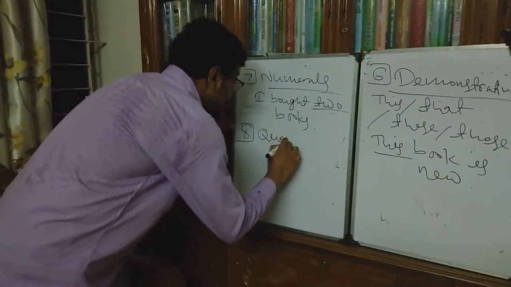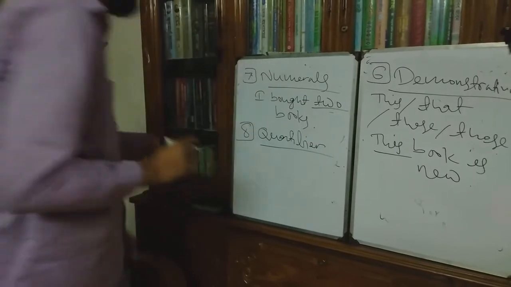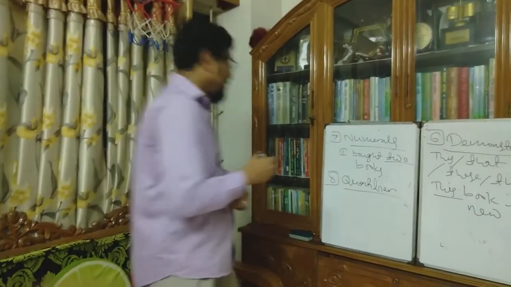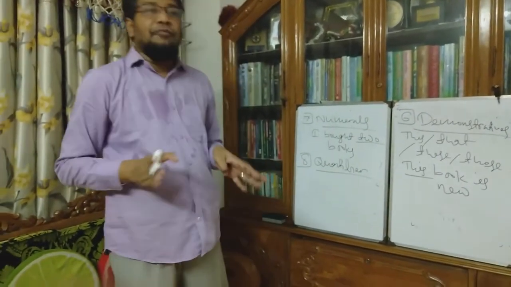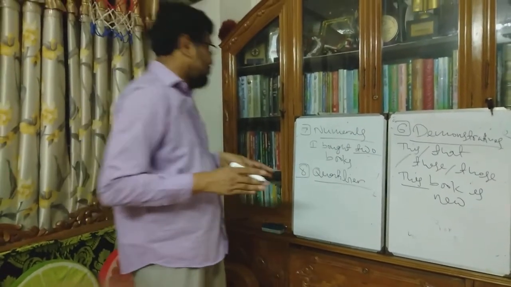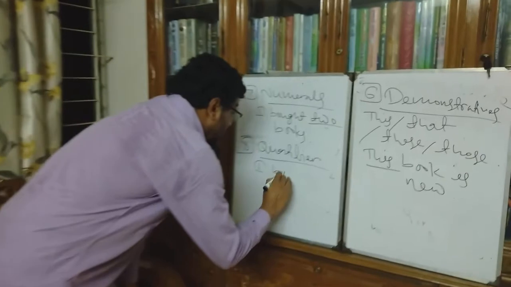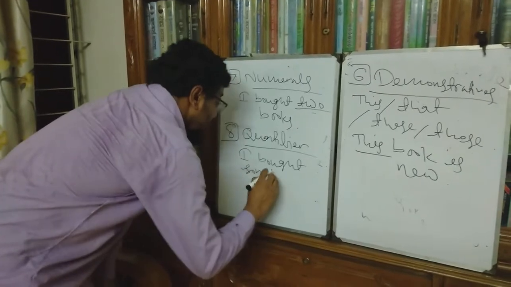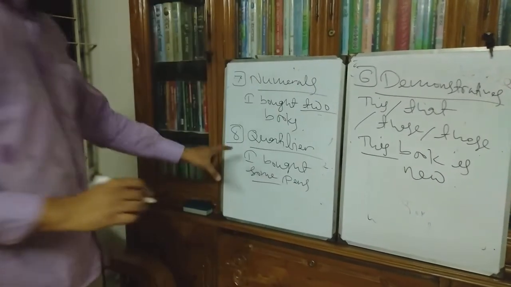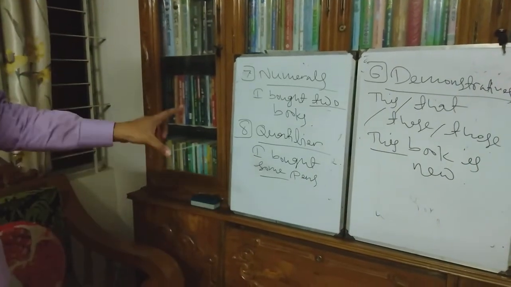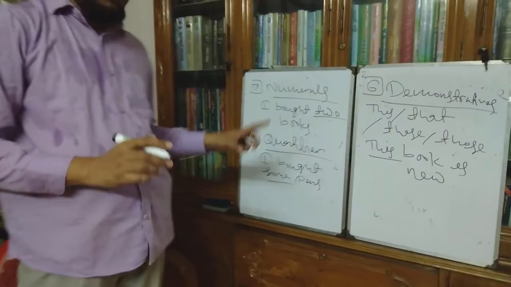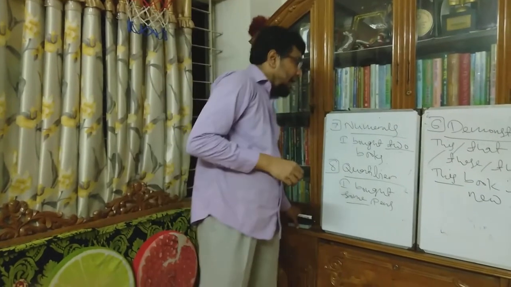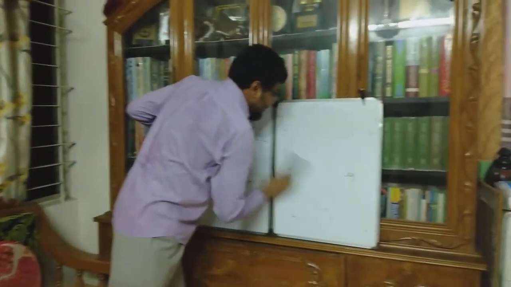Quantifier is another modifier. What is quantifier? Quantifier is a word which talks about the quantity, talks about the amount. So the word which is used as quantifier can also be used as pre-modifier. Suppose I bought some pens. So some is a word which doesn't mean number, but it means quantity. So whenever a word is used to talk about the quantity, the amount, then that is called quantifier, and that quantifier can be used as pre-modifier.